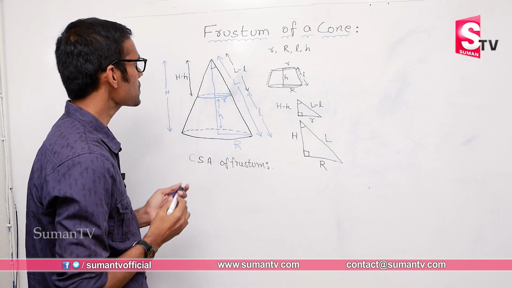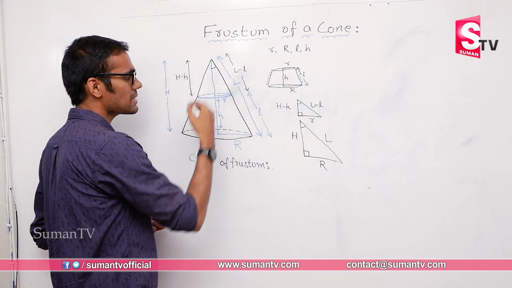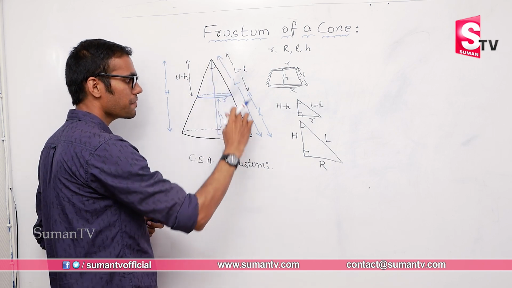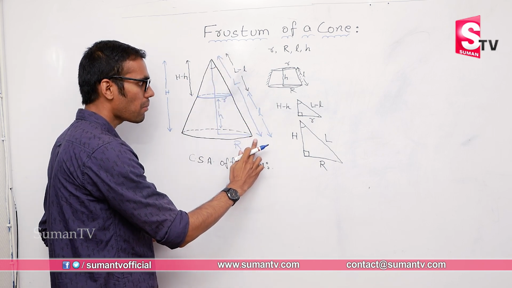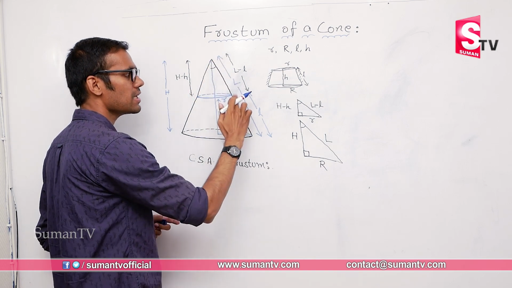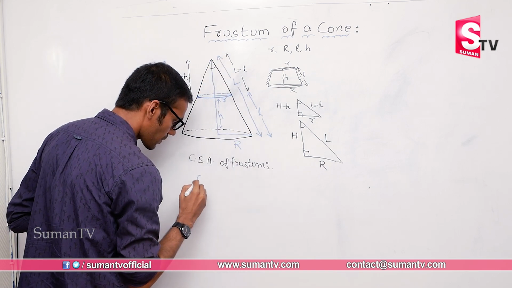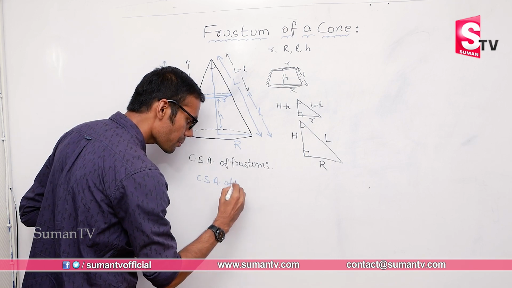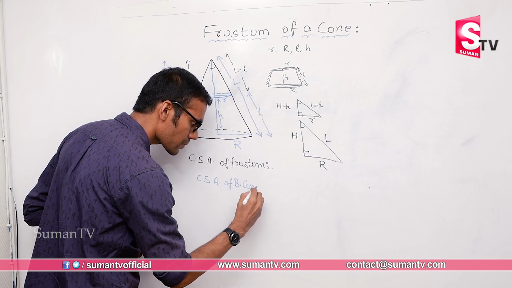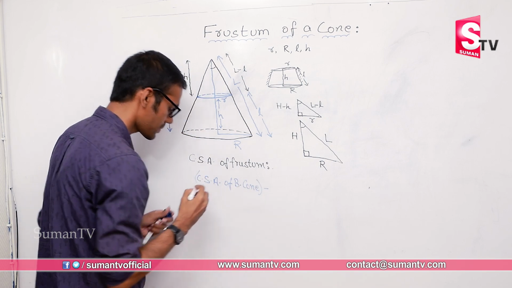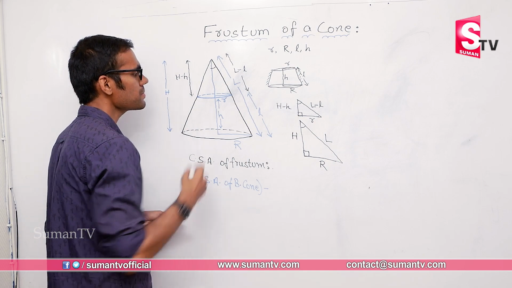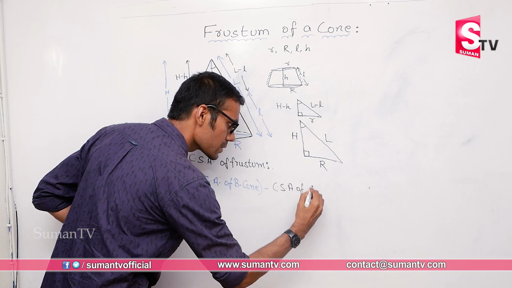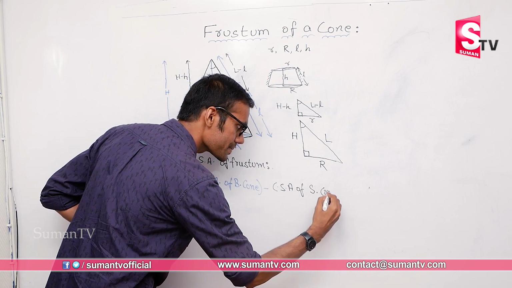What will be this? So here, if we look at the curved surface area, we can say that it is the curved surface area of this bigger cone minus the curved surface area of the top cone. So curved surface area of the bigger cone minus curved surface area of the smaller cone.